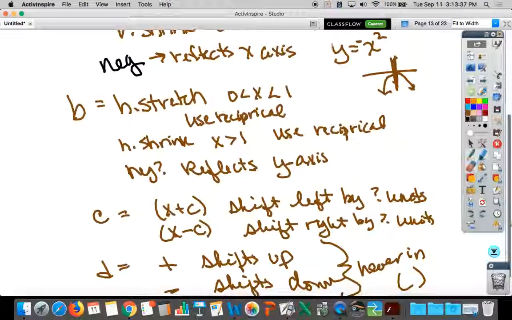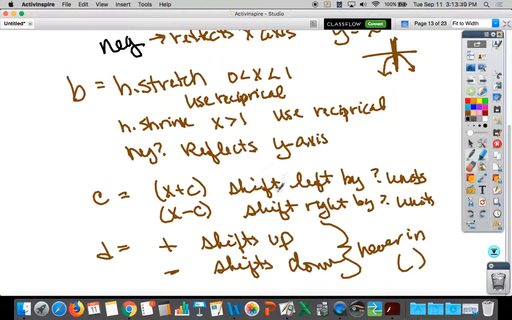Now C, if it's x plus c, it shifts to the left. If it's x minus c, it shifts to the right. And D, if it's positive, it goes up, and if it's negative, it goes down. And remember, D is never in your parentheses. Is C always in parentheses? C is always in parentheses, yes. All right, I'll leave those up there for just a minute. So see if you can figure out these different graphs.